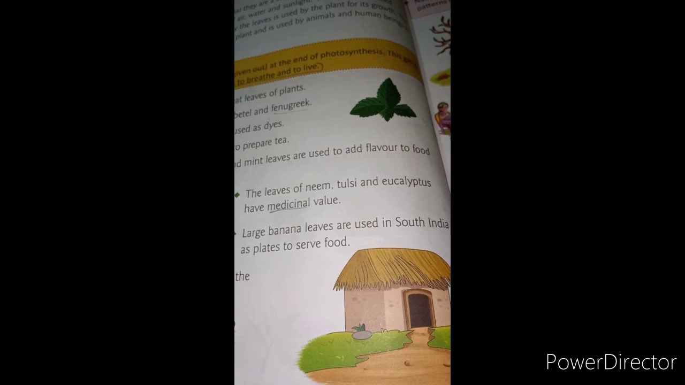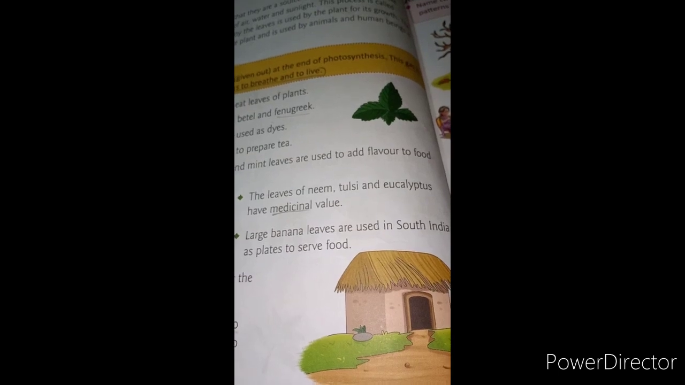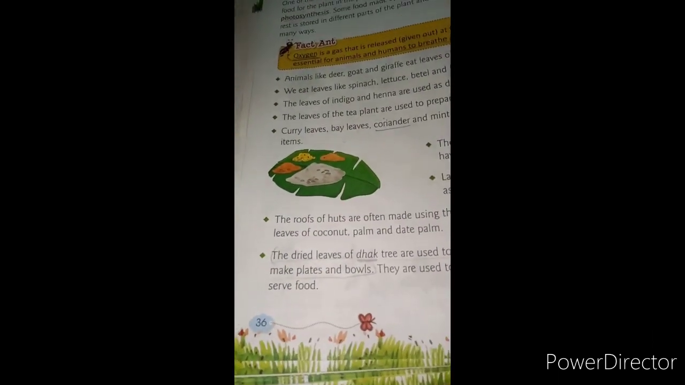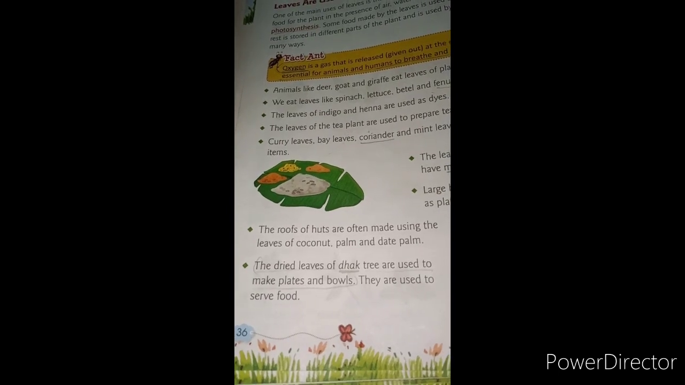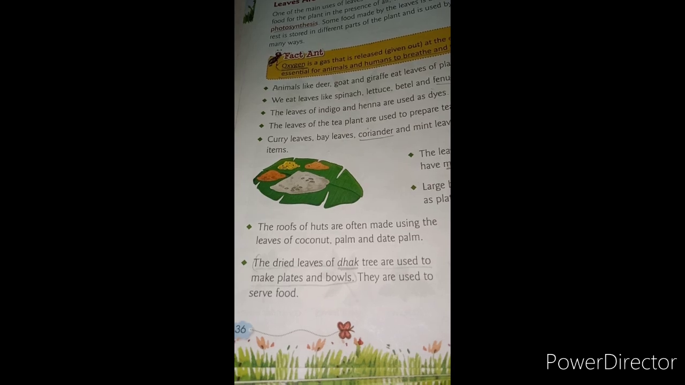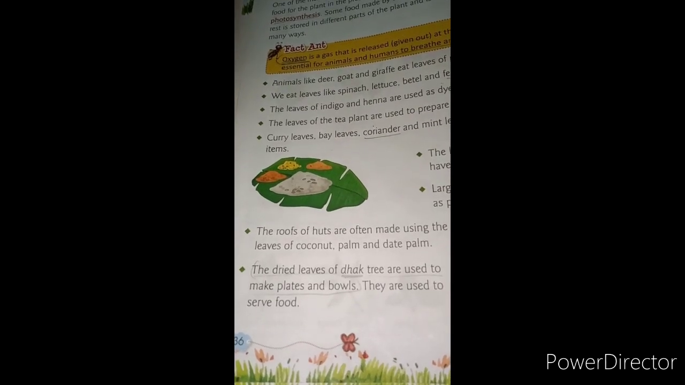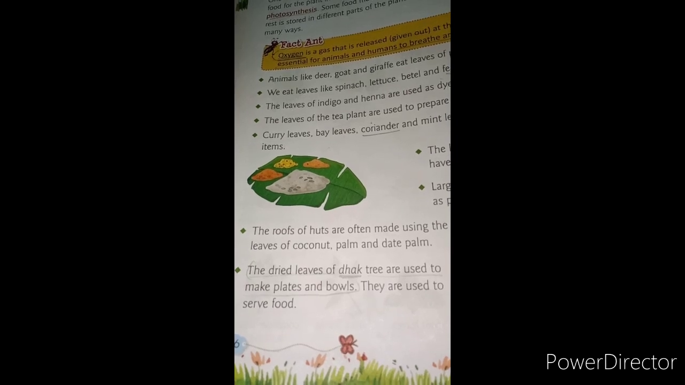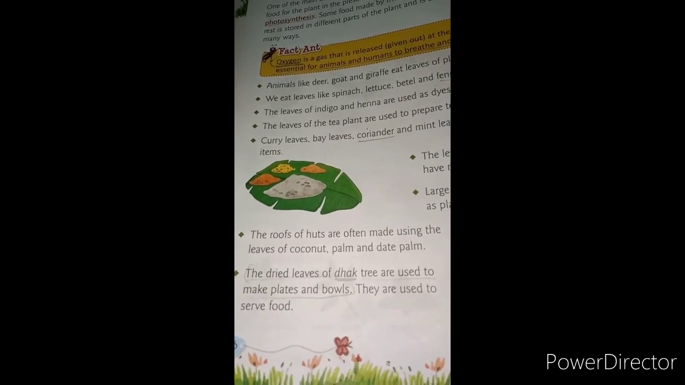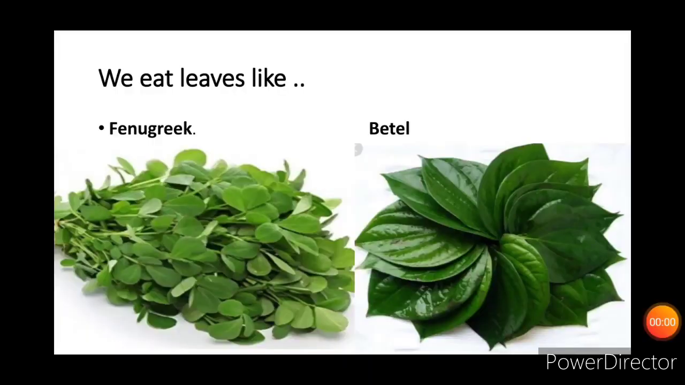Large banana leaves are used in South India as plates to serve food. The roofs of huts are often made using the leaves of coconut, palm and date palm. The dried leaves of dhak tree are used to make plates and bowls. They are used to serve food.